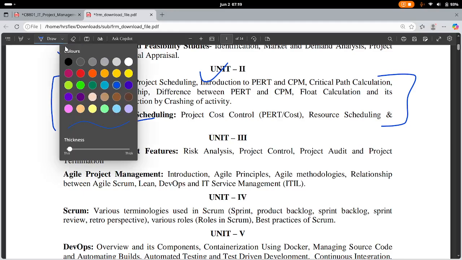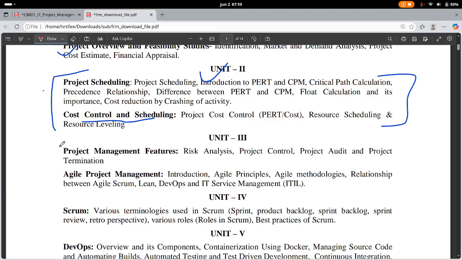But in this lecture, we are going to study project management features and risk analysis. Risk is a very important, critical part when you are doing project management. How you control risk, what is audit, what is termination and everything. And then what is agile project management, we will complete it.